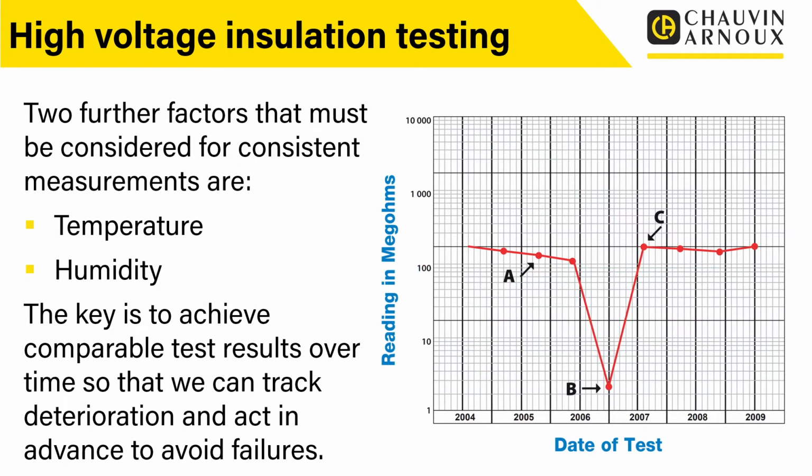There are two further factors that must be considered for consistent measurement. The first one is temperature. The temperature of the insulation makes a huge difference. This is quite interesting, because it's something I learned during this work. The relationship between insulation resistance and temperature is opposite to what you'd expect from a conductor. Generally with a conductor, the higher the temperature, the higher the resistance.